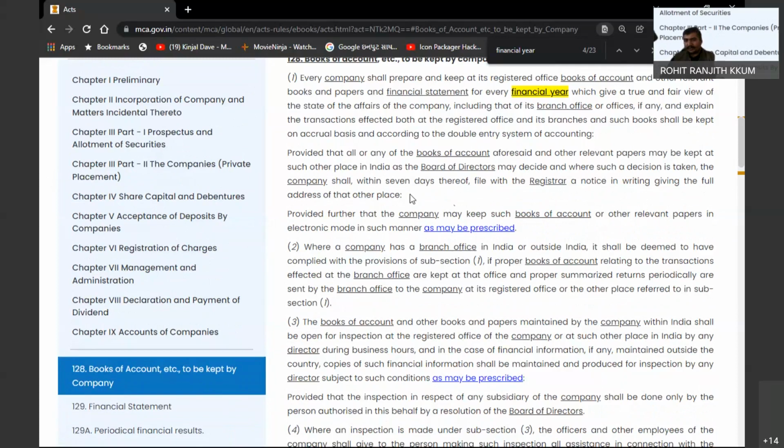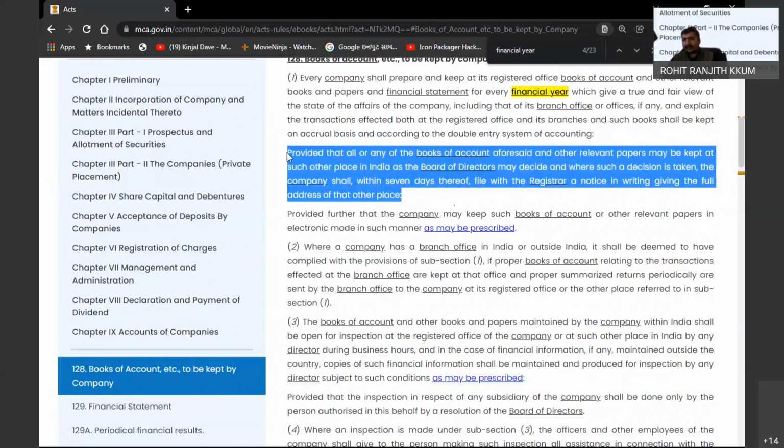So I think question from this paragraph also we have covered up, right? About the place, if company wants to change the place of keeping books of accounts from its registered office to somewhere else, who has the power? Not the shareholders. Board of directors have the power for that. And once that decision is passed in the board meeting, after then it will be intimated to ROC.